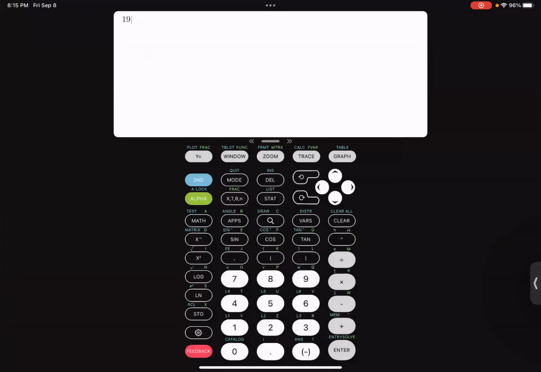So 19 pi. So where is the pi? Different calculators have a different pi. If you have a TI-30XS, you will find that the pi is on the first column, and I think, 1, 2, 3, 4, fourth row. So first column, fourth row.